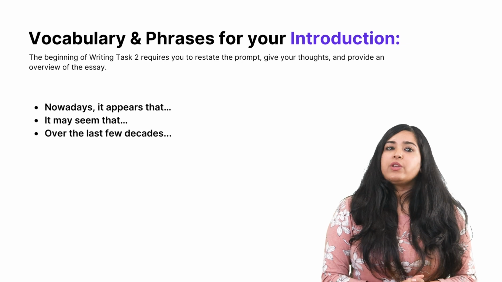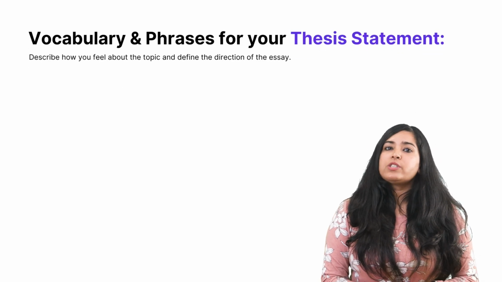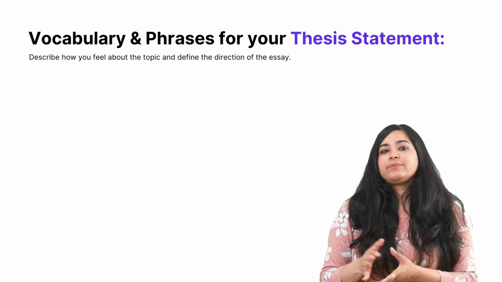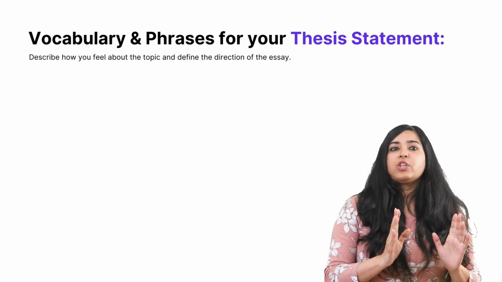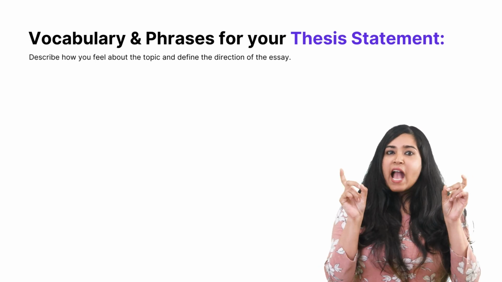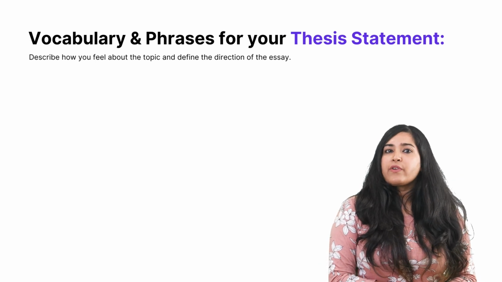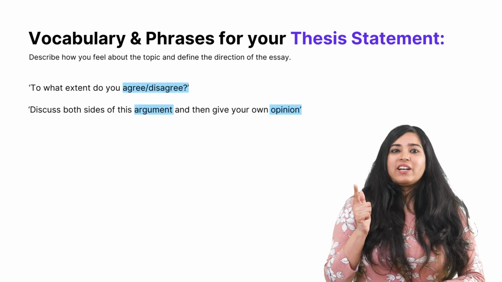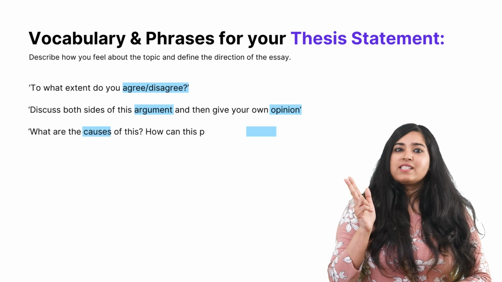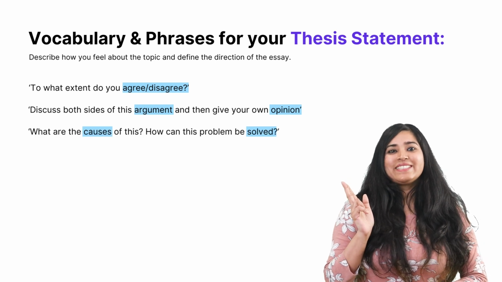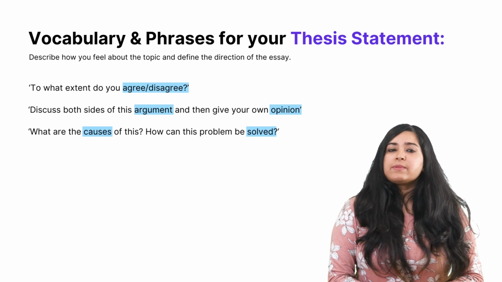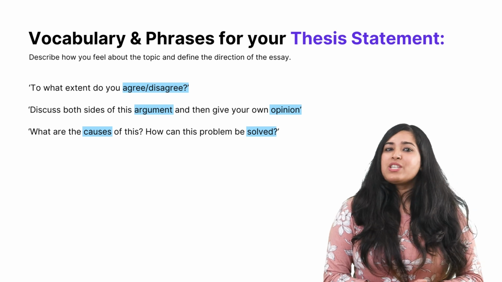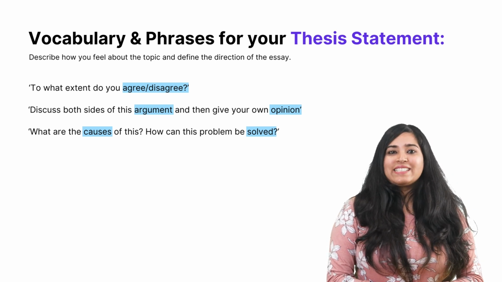After you've written your opening, you can go about writing your thesis statement, where you'll describe how you feel about the topic and also tell the examiner which direction the essay is going. In order to know how to frame your thesis statement, you will have to identify the type of question and look at the action words. Now, action words could be anything from, but not limited to, to what extent do you agree or disagree, discuss both sides of this argument and give your opinion, what are the causes of this, how can this problem be solved? This is why it's important to take some time to analyze the question and understand what it is actually asking us to do. To present your thesis statement, you can use the following phrases.